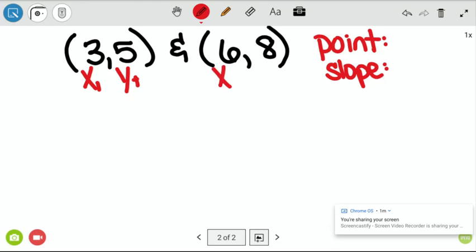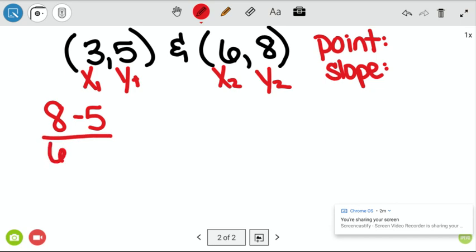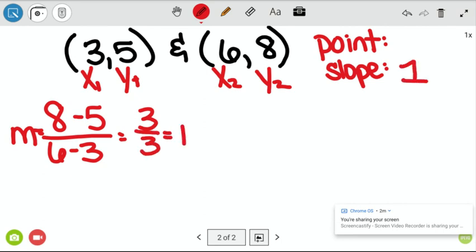calculate the slope. So we're going to subtract our y-coordinates. We're going to take 8 minus 5 on top, 6 minus 3 on the bottom to get our slope. And that gives us 3 over 3, which gives us a slope of 1. So we know that when we write our equation, we're going to put in 1 for slope. Now the point, it actually doesn't matter which point you use. You can either use the first coordinate, 3, 5, or you can use the second one, 6, 8. I'm going to choose 3, 5 just because it's smaller numbers.